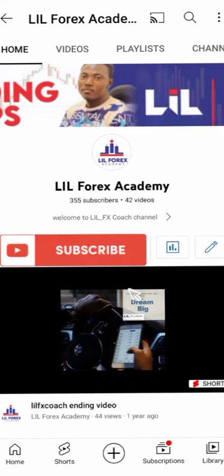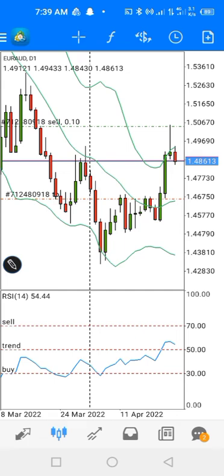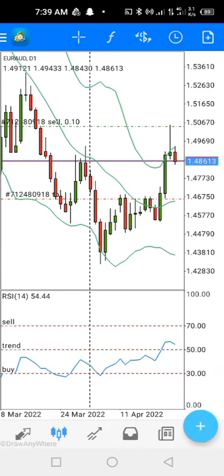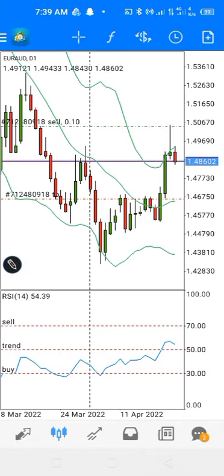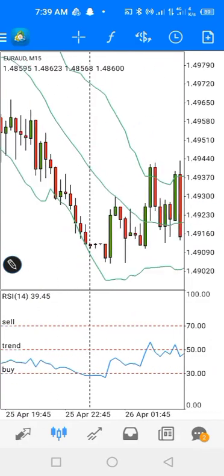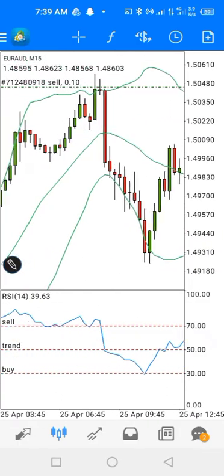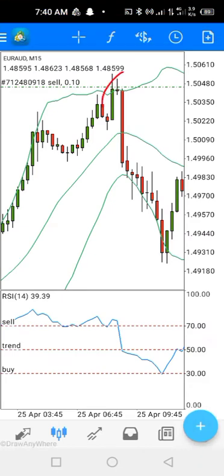EUR AUD was also a sniper entry. This is the signal candle, within the sell zone rather. And I'm just picking it from here. From the lower time frame, you can see the sniper entry right here. There are several confirmations for this trade. This is a divergence right here, and this is a divergence right here.